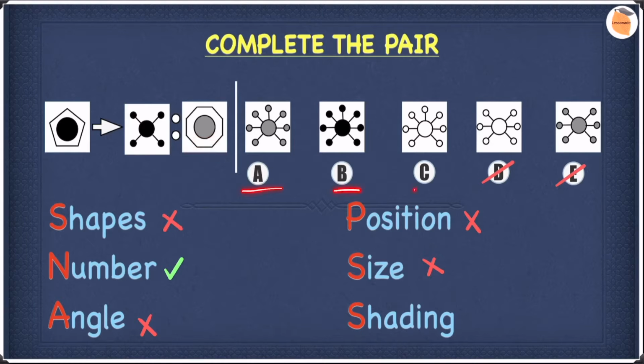So out of A, B, and C, which one of these is grey? And it's obviously A. So before we do that, let's cross off B and C. So our answer for this question is A. I hope you guys understood everything.